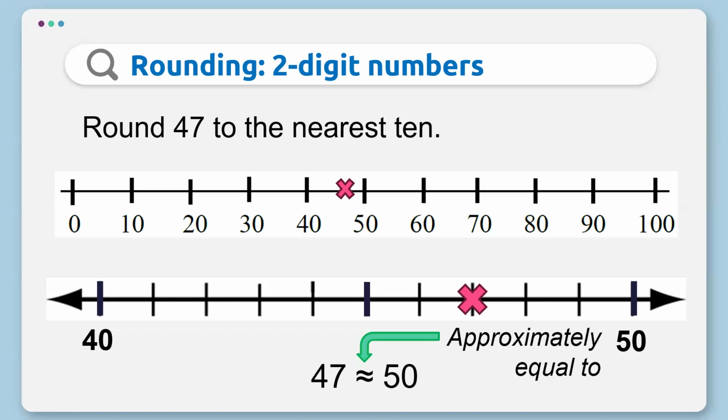Now, if you look at this symbol, it means approximately equal to. It looks different from the equal sign because it does not mean that 47 is equal to 50. It means that it is approximately 50.